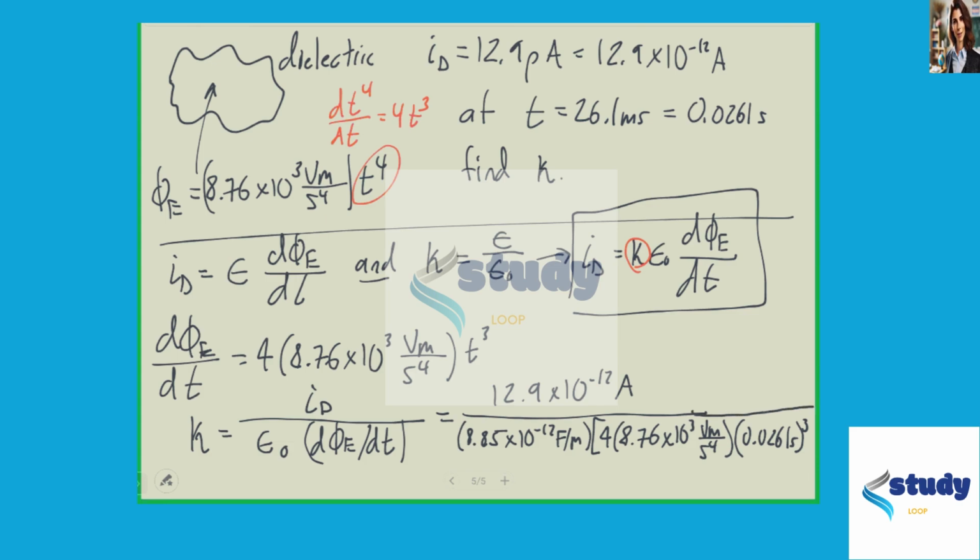And now that's just a number, so we can calculate it, and you should find that that is roughly 2.34. The dielectric constant is unitless, so we don't have to worry about units, and that is the full solution to the problem.